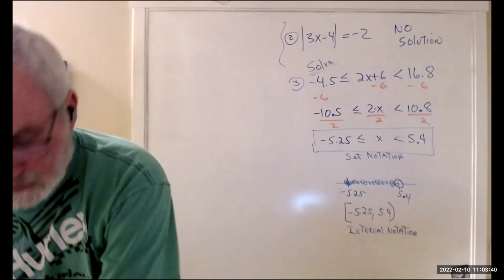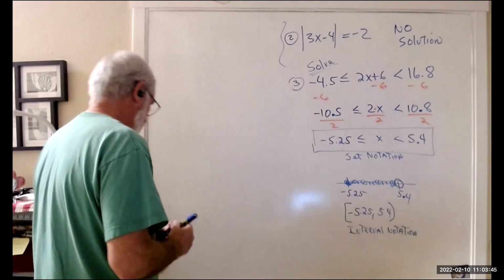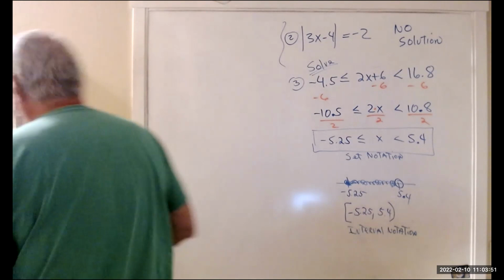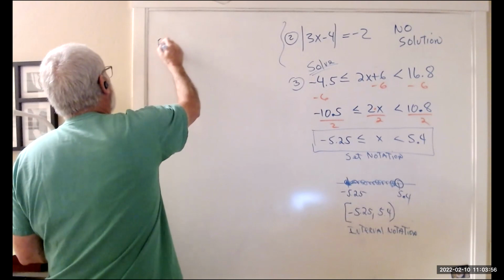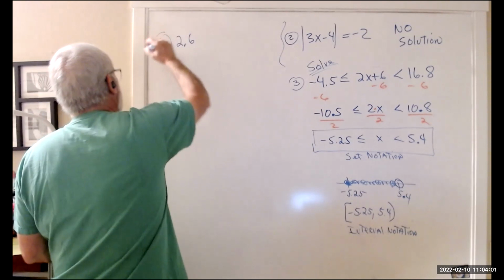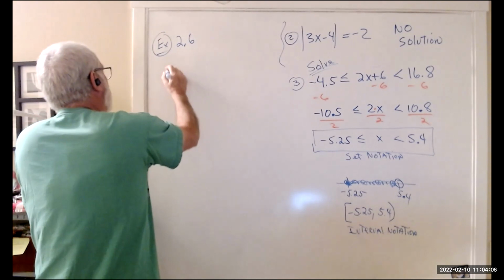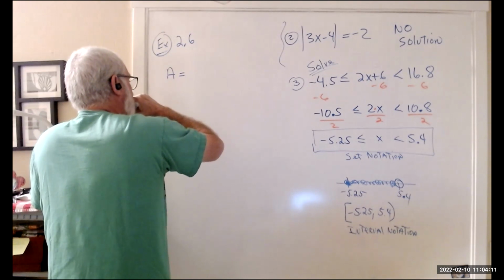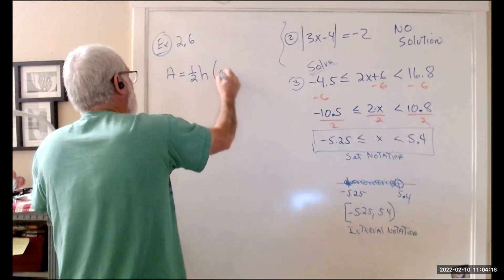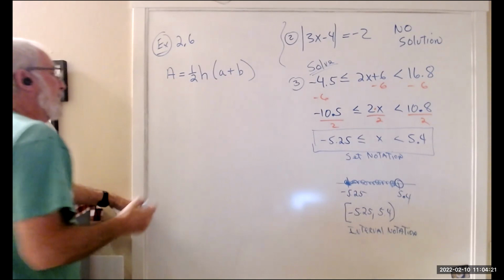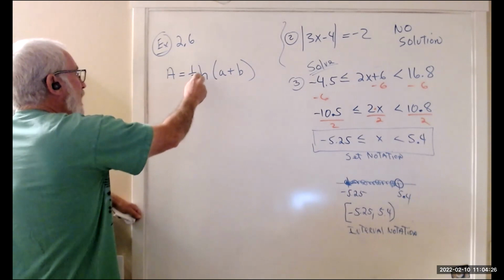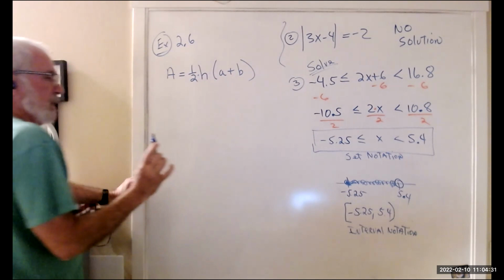Remember last night, suppose you had this formula. Now we've jumped back to section 2.6, and I just did one or two of these. Here's the area. You don't have to know this formula, but I'll show you what it is just for fun. It's A equals 1/2 h times (a plus b). Again, you're not required to know this one. I'll show you the ones you are required to know in a minute.